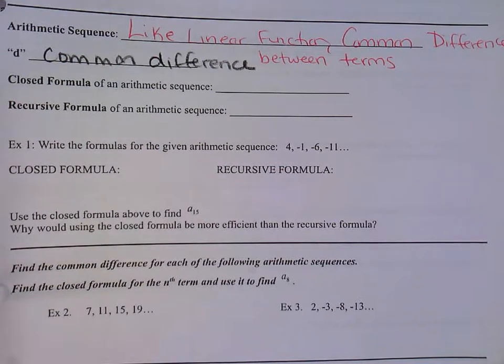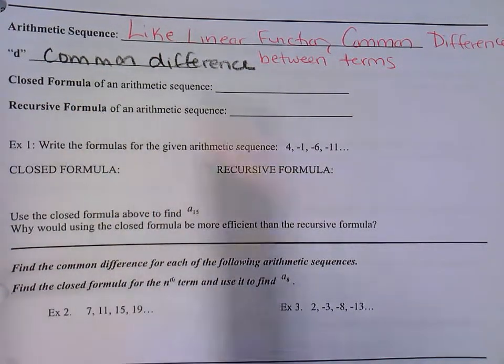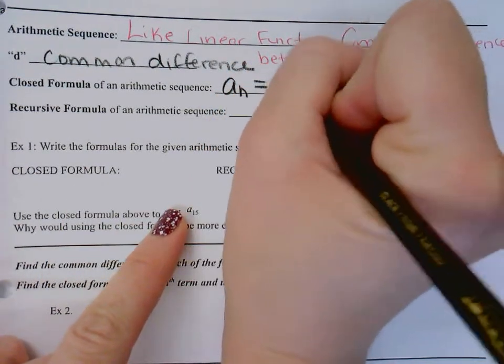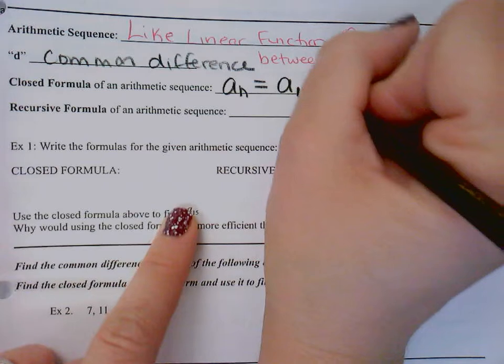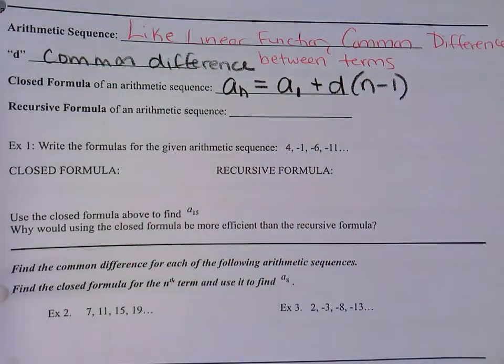So you're going to need to know the closed formula, because when we get to series, you're going to have to be able to write the formulas without looking them up every time. It's not that hard. It's basically like y equals mx plus b, but they write it in a slightly different order. So a sub n equals your starting term plus your common difference times n minus 1.